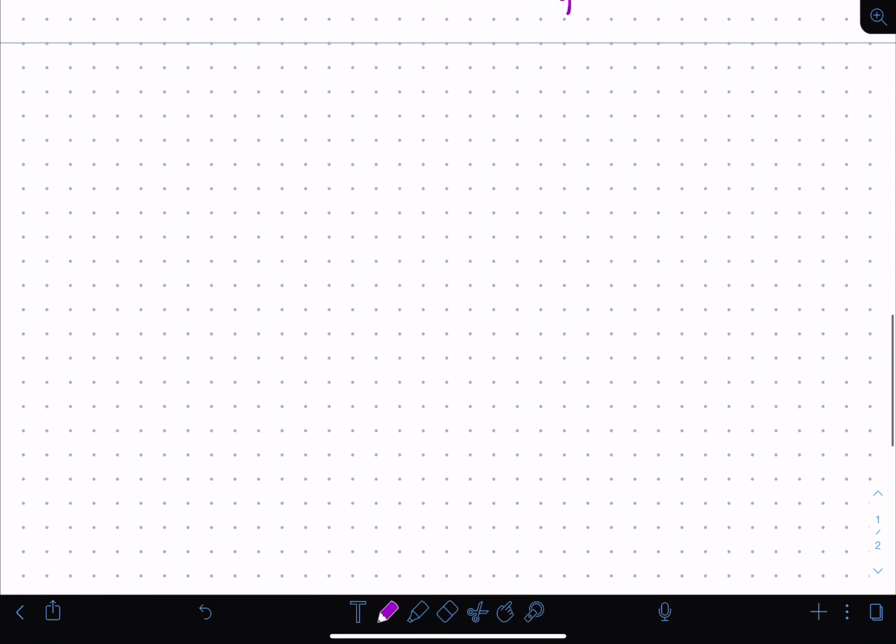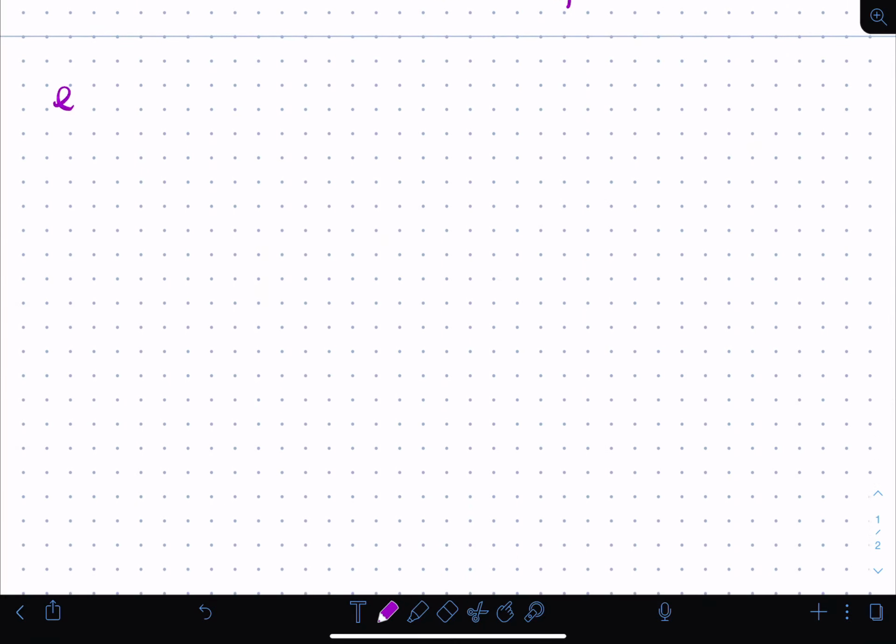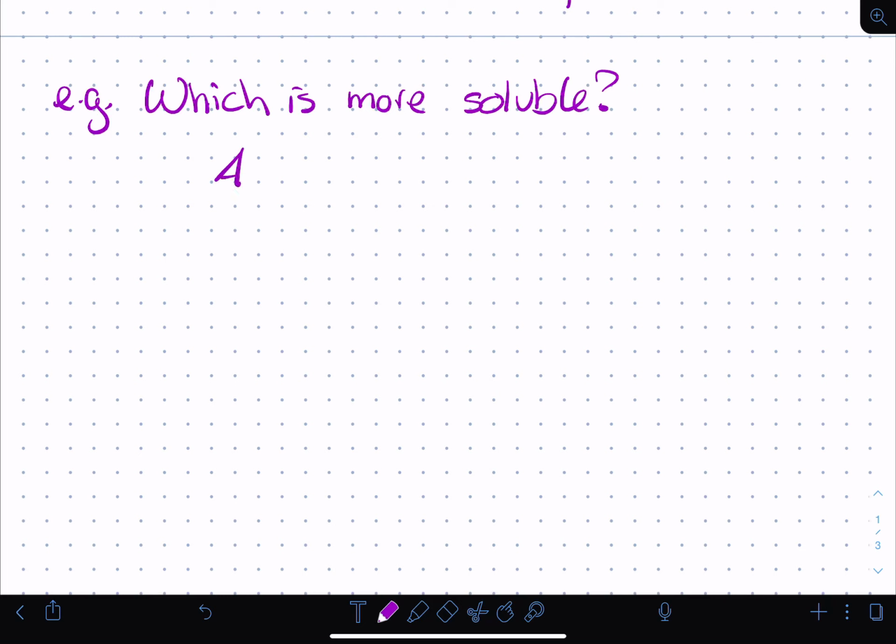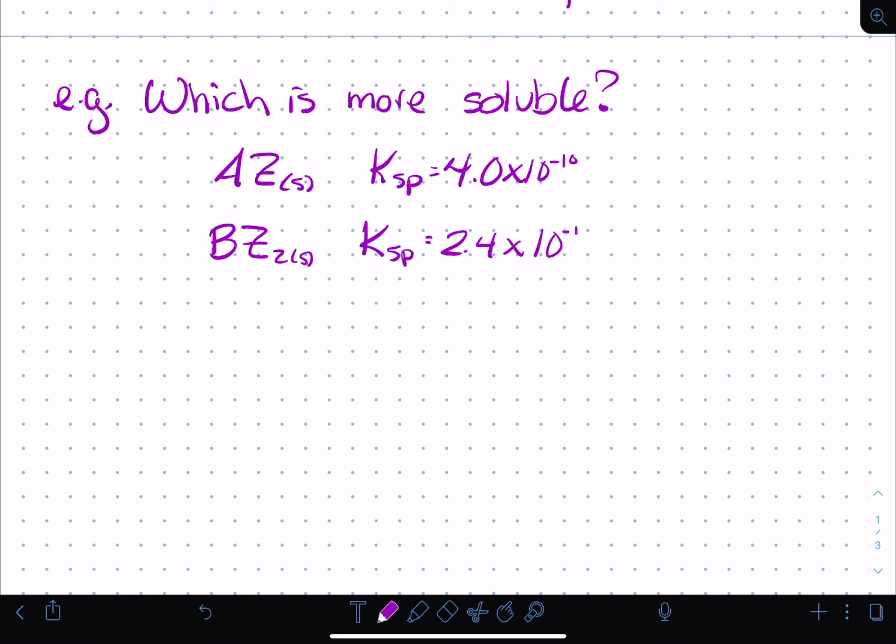So if we look at an example here, if we want to determine which of these two hypothetical substances is more soluble if given their KSP values. So let's say we have AZ, which has a KSP value of 4.0 times 10 to the minus 10th, and we have BZ2, which has a KSP of 2.4 times 10 to the minus 11th. So they both have very small KSP values, so they're both not really soluble in water.